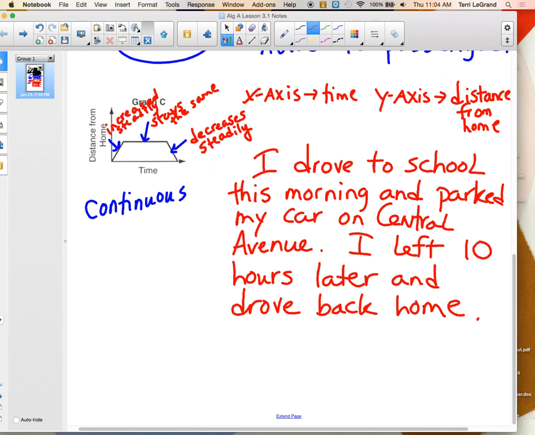Kind of the story of my day. Except oftentimes it's 12 hours, these days it's 10 because I'm taking care of my parents. So I drove to school this morning, parked my car on Central Avenue. I left 10 hours later and drove back home. Does that match that graph? Yeah. Okay, let's hear some more stories.